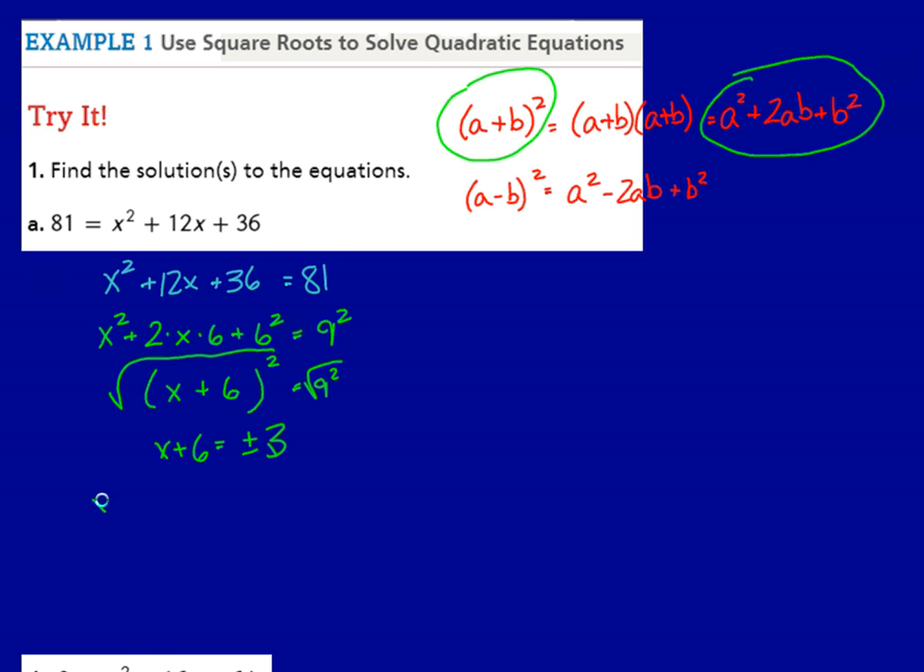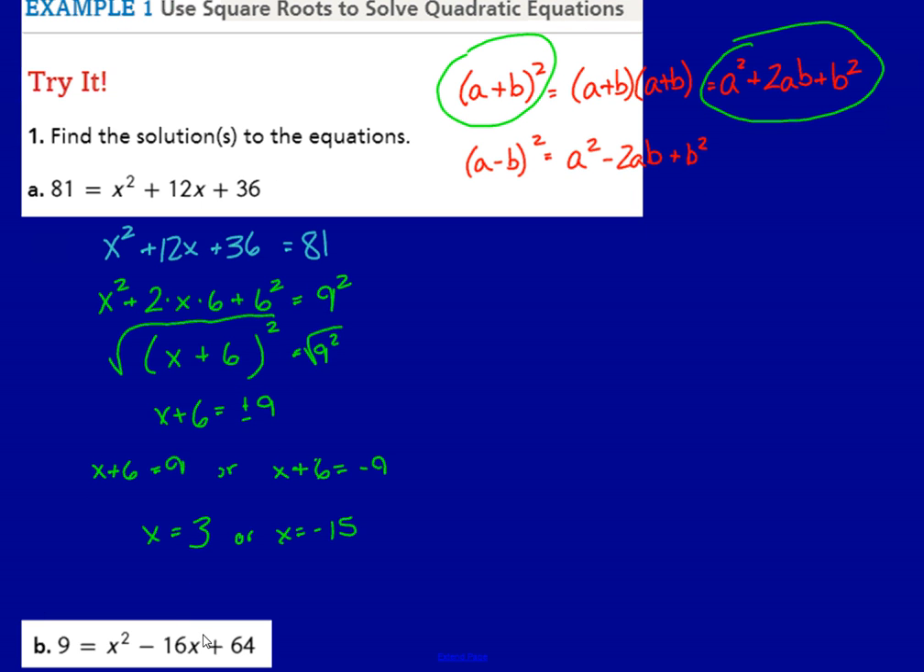And we solve both of those. X plus 6 equals 9, or x plus 6 equals negative 9. Sorry, I don't know what I'm doing here. This should be 9 the whole way down. Sorry, got a little distracted there. So x plus 6 equals plus or minus 9. Now we get x equals 3 or x equals negative 15.